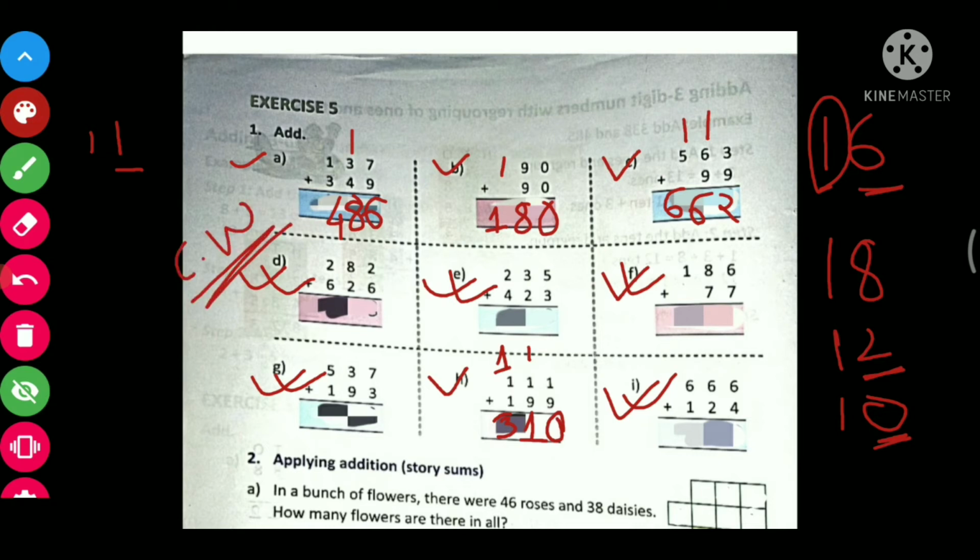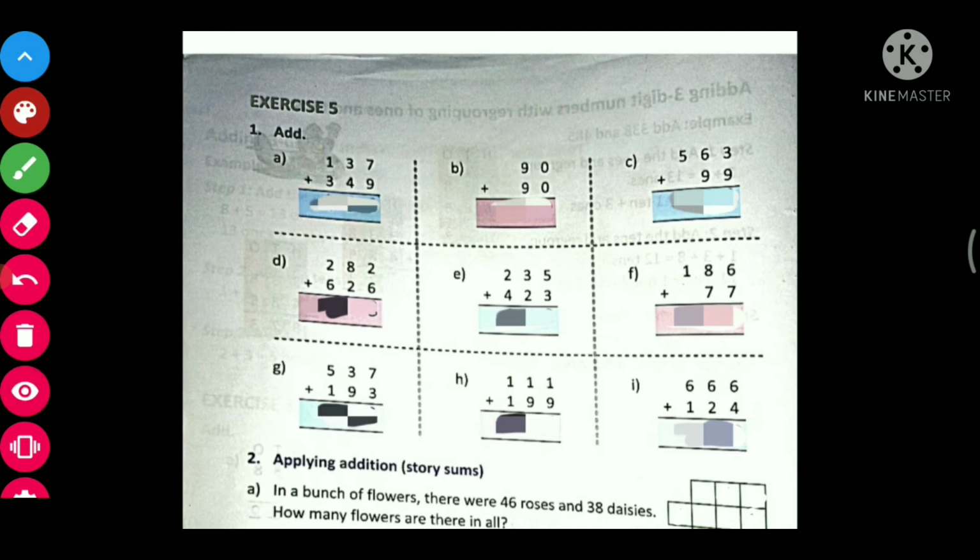Is it clear? So here we have to add these numbers. We have to regroup the ones and tens. Okay. So now let's see the next question that is given in your book.